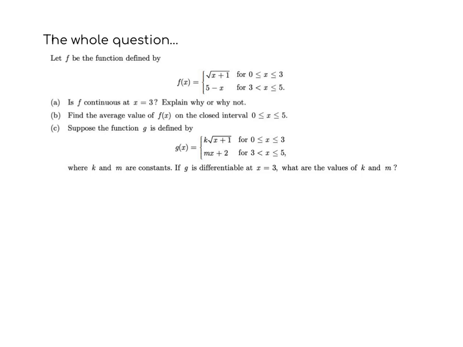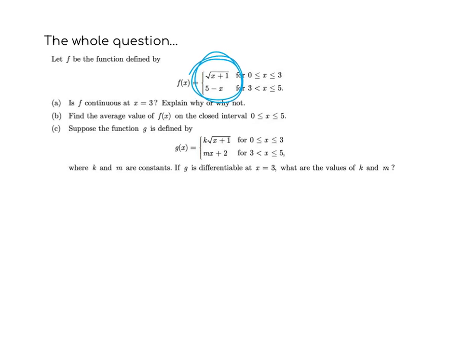Find the average value. So average value is add everything up, divide by the width of the interval. So that means integrate from 0 to 5 and then divide by 5. In order to do that integral from 0 to 5, I had to do it in 2 pieces because I have these 2 pieces. Oh, I never discussed that last thing I was going to discuss.